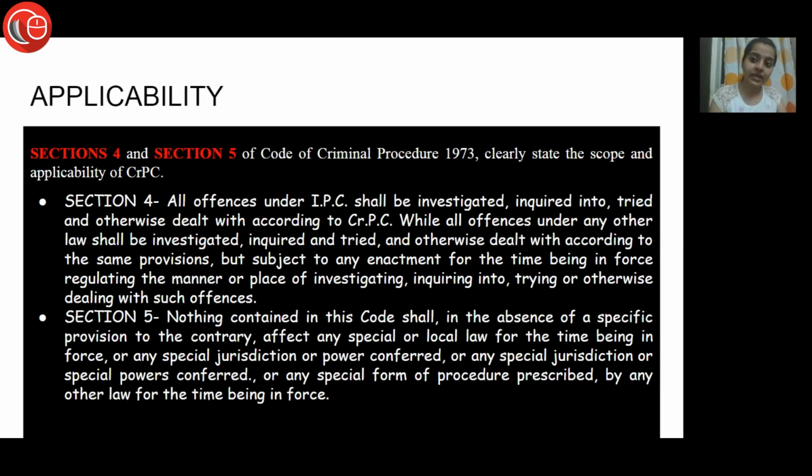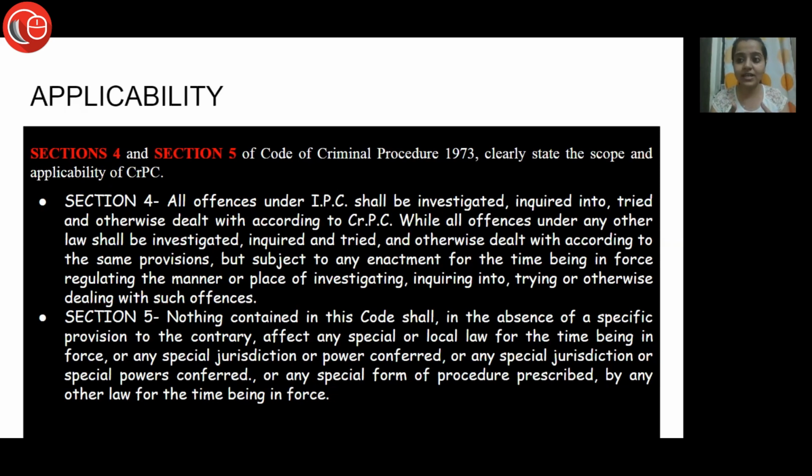That is pre-trial, before trial. The whole CRPC is divided into 3 stages: pre-trial, trial and after trial. Inquiry is always done by a magistrate or a judicial authority. Tried means trial, which takes place in a court.